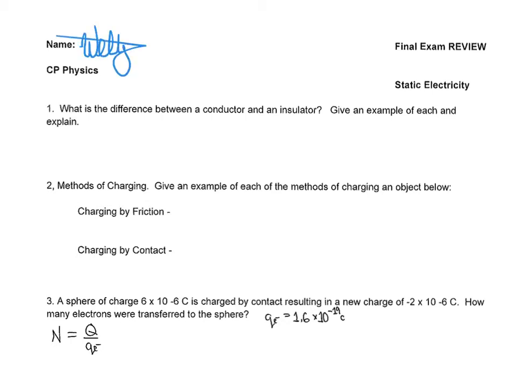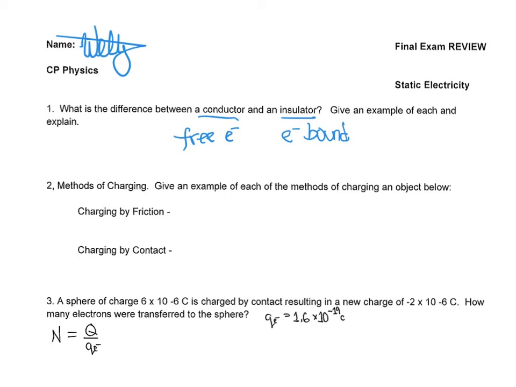All right, what is the difference between a conductor and an insulator? Give an example of each. So conductors have free electrons, electrons that are loose, free to roam around. Whereas insulators hold on to their electrons. Those electrons are bound, and even if you give an insulator more electrons, it keeps those too.